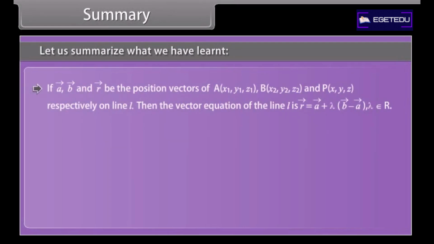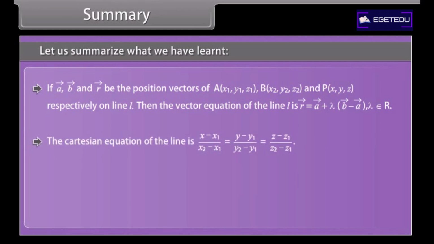if vectors A, B, and R are the position vectors of A, x1, y1, z1, B, x2, y2, z2, and P, x, y, z respectively on line L, then the vector equation of the line L is vector R equals vector A plus lambda into vector B minus vector A, where lambda belongs to real numbers. The Cartesian equation of the line is x minus x1 by x2 minus x1 equals y minus y1 by y2 minus y1 equals z minus z1 by z2 minus z1.